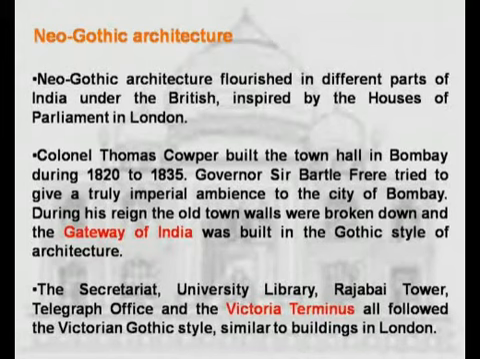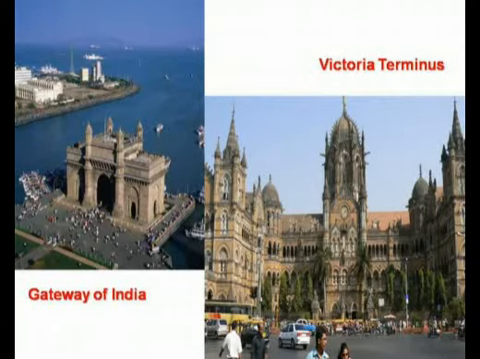Colonel Thomas Cowper built the Town Hall in Bombay during 1820 to 1835. Governor Sir Barclay Frere tried to give a truly imperial ambience to the city of Bombay. During his reign, the old town walls were broken down and the Gateway of India was built in the Gothic style of architecture. The Secretariat, University Library, Rajbai Tower, Telegraph Office and the Victoria Terminus all followed the Victorian Gothic style, similar to buildings in London.